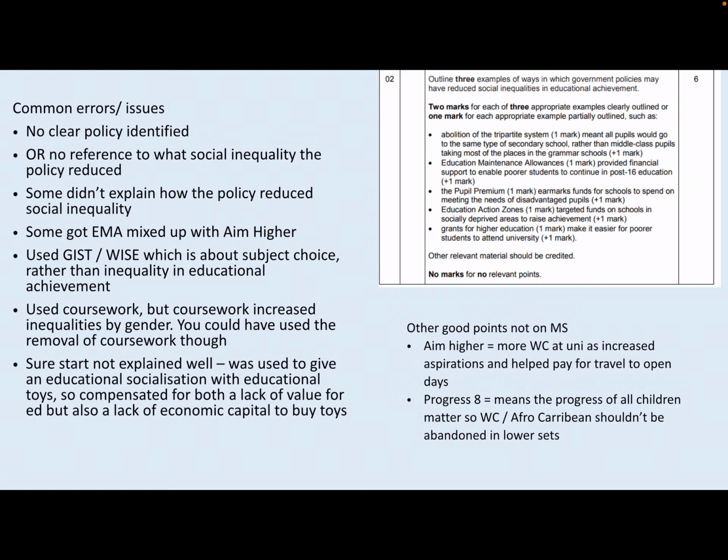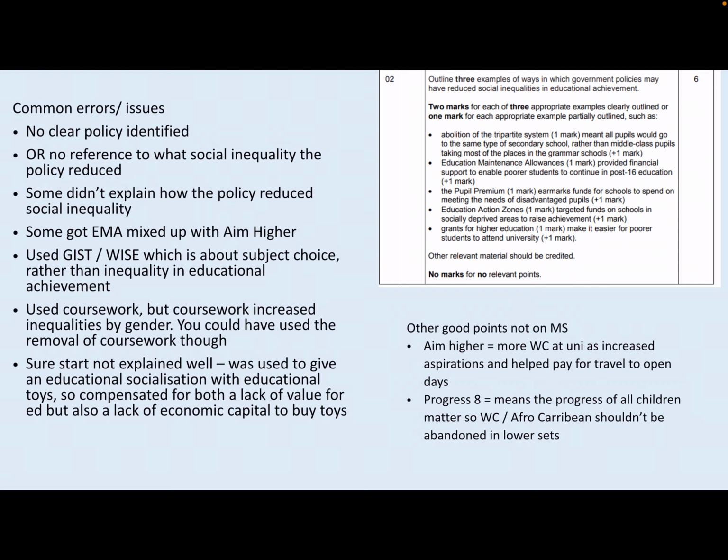Lots of you referred to Sure Start, but didn't really explain it too well. So just to remind you, Sure Start centres were set up in areas of deprivation around the country, like little community centres, where young parents could take their kids and talk to health visitors about healthy diets. They could get health checks for their kids to make sure they're developing correctly. They could get advice about games to play at home and activities they should be doing. And the kids got to play with educational toys as well.